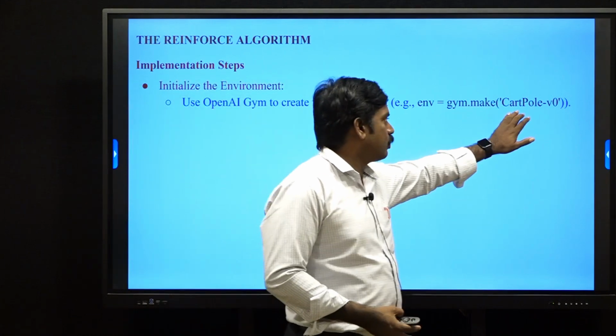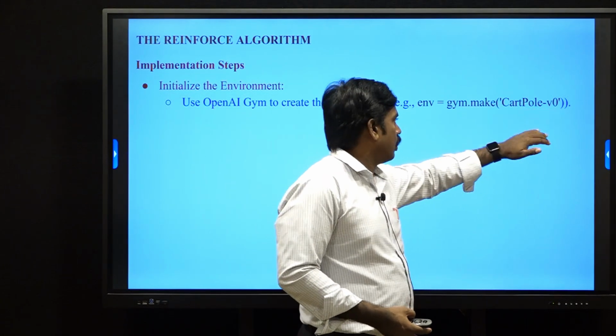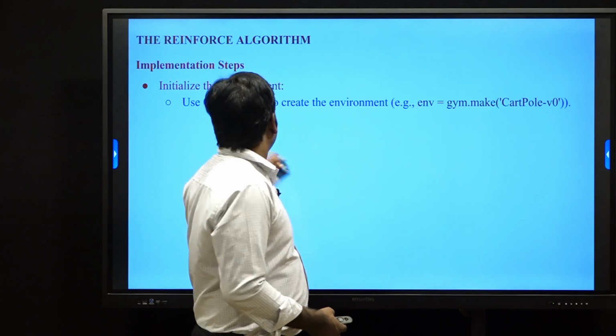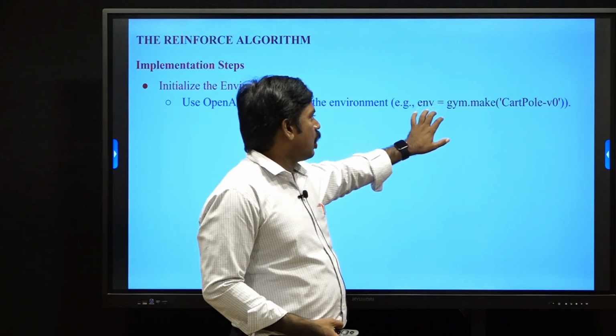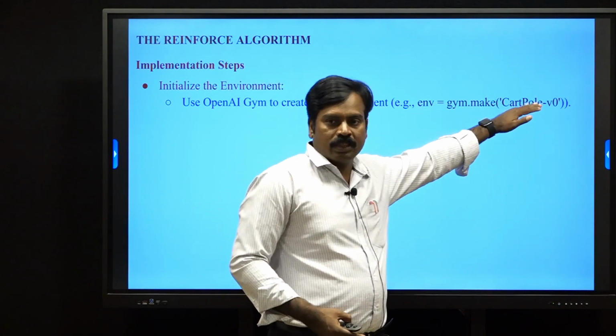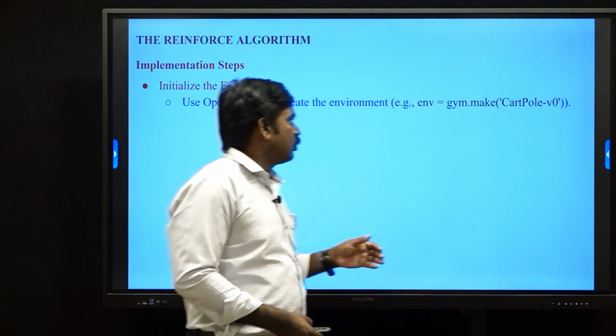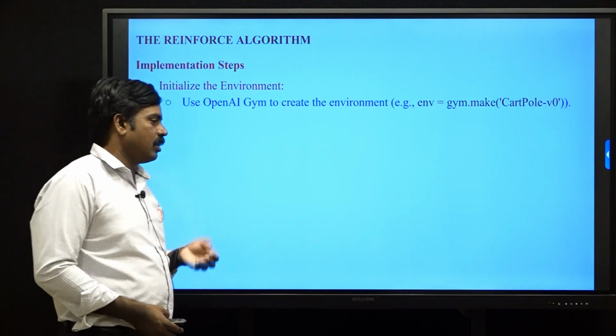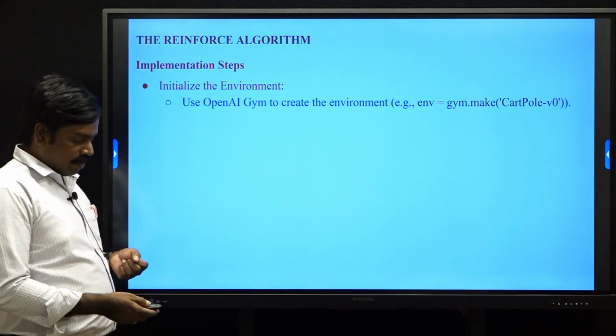In this example, we are using the CartPole environment. Okay, we initialize the environment by using the object name env is equal to gym.make with the environment name. Okay, using this gym.make method, we initialize the environment.